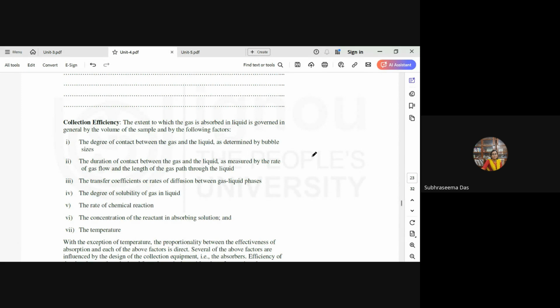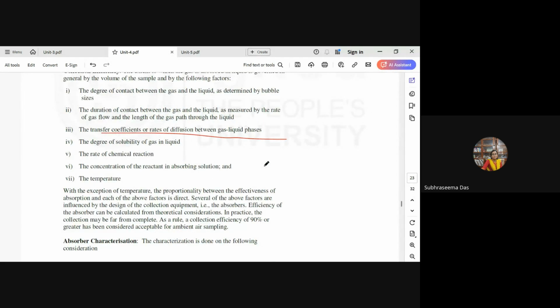The collection efficiency is dependent on the degree of contact between the gas and the liquid, the duration of contact between the gas and the liquid, the transfer coefficient or rates of diffusion between gas-liquid phases, the degree of solubility of gas and liquid, the rate of chemical reaction, the concentration of the reactant, and the temperature. With the exception of temperature, all other factors are directly related to collection efficiency. The efficiency of the absorber can also be calculated from theoretical considerations. However, in practice, a collection efficiency of 90% or greater is considered acceptable.